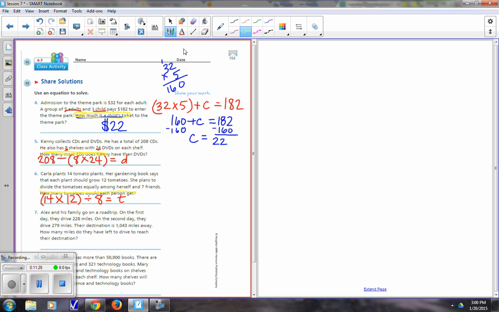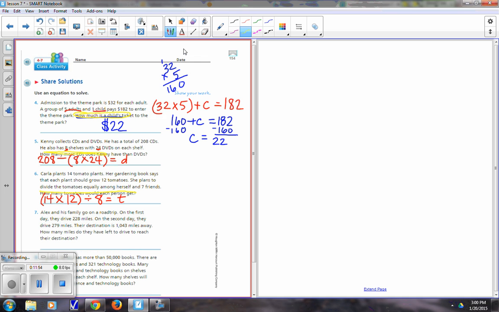Okay, on to number 7. Alex and his family go on a road trip. On the first day, they drive 228 miles. On the second day, they drive 279 miles. Their destination is 1,043 miles away. How many miles do they have left to drive to reach their destination?